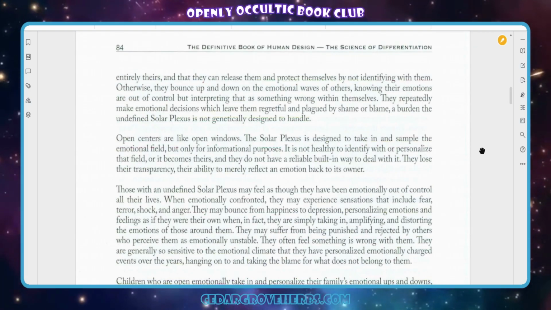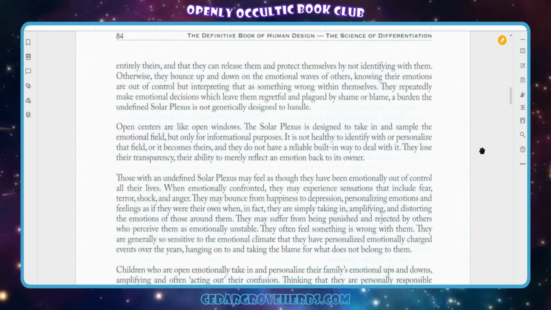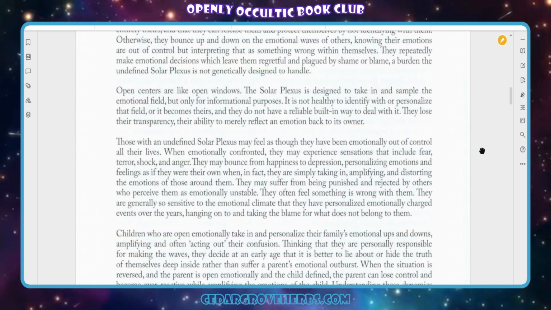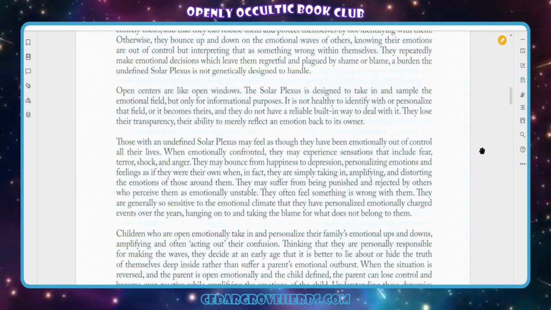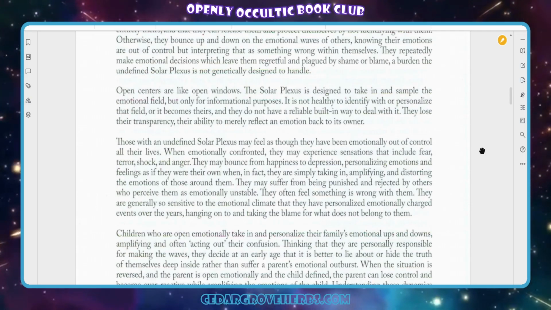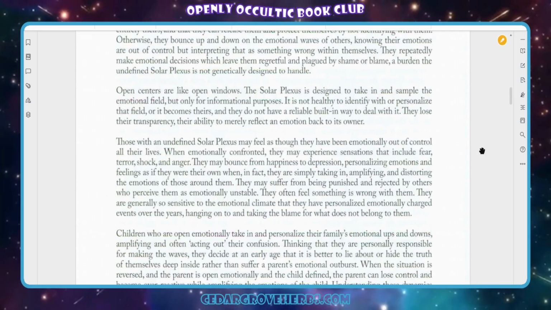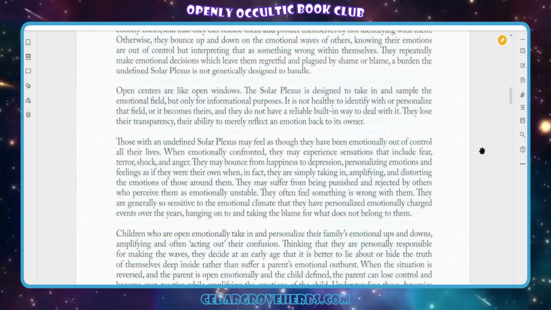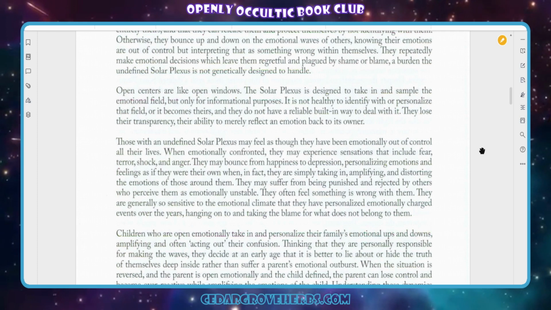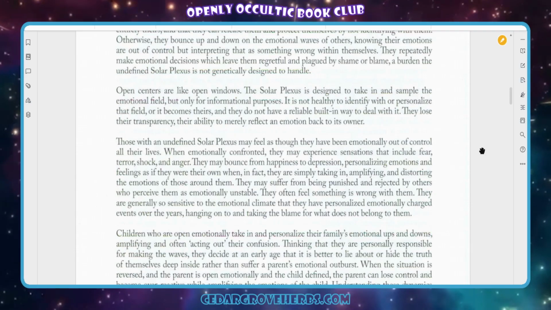They lose their transparency, their ability to merely reflect emotion back to its owner. Those with an undefined solar plexus may feel as though they have been emotionally out of control all their lives. When emotionally confronted, they may experience sensations that include fear, terror, shock, and anger. They may bounce from happiness to depression, personalizing emotions and feelings as if they were their own, when in fact they are simply taking in, amplifying, and distorting the emotions of those around them.